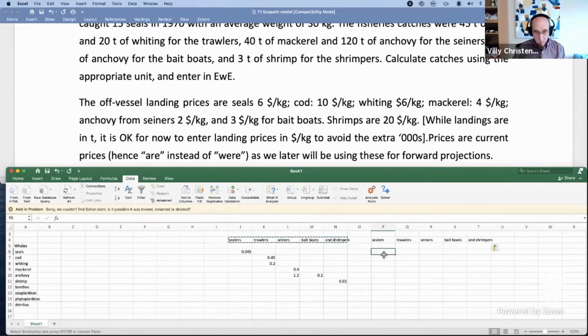6, 10. I know it's per kilogram, and it really is per ton. So I could enter 6,000, 10,000, but just to make it easier, we continue like this and we put it down. 6 and 10. Right, no, 6, 10, 6, mackerel 4, so that's like this. Now we have this. Let's continue.